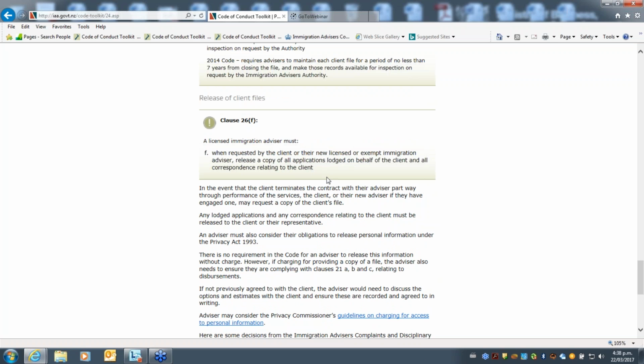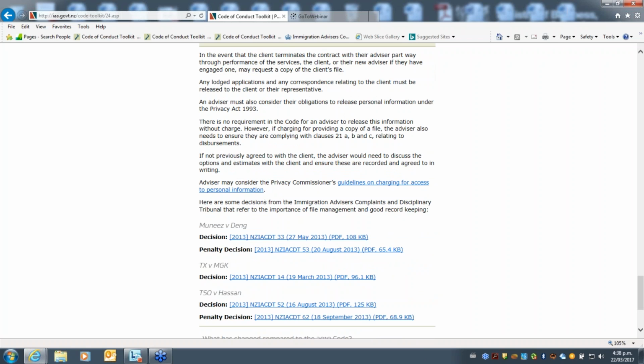26F, you need to, when requested by the client or their new licensed or exempt advisor, release a copy of all applications lodged on behalf of the client and all correspondence relating to the client. So we would expect that includes your correspondence with the client. So it may include emails, and it may include written agreements, because presumably that is something that has been sent to the client. So that is that requirement.